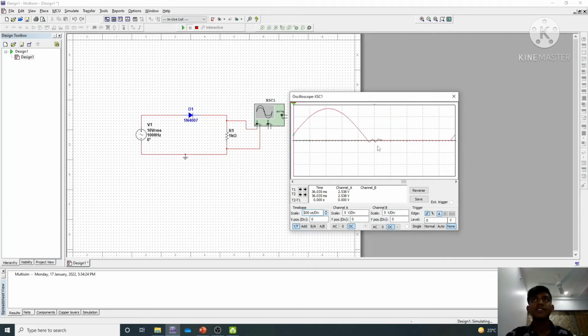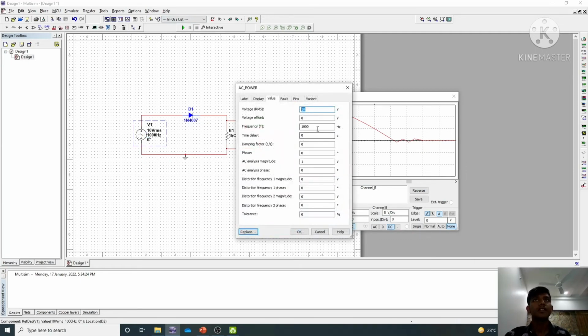We can see that there is some amount of uncertainty in the graph. This small time duration is called reverse recovery time, where the diode requires time to return to its natural state. So this is the reverse recovery time.